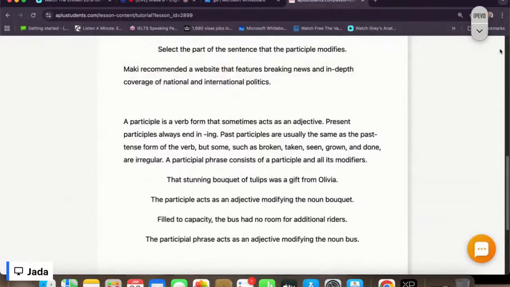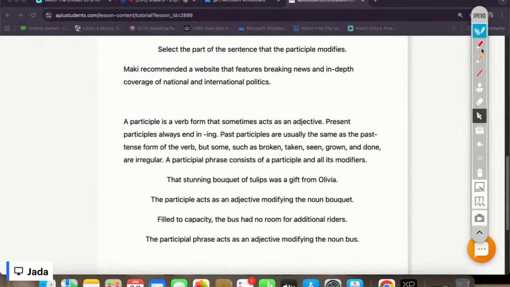Alright, so a participle is a verb form that sometimes acts as an adjective. Present participles always end in -ing. Past participles are usually the same as the past tense form of the verb, but some, such as broken, taken, seen, grown, and done, are irregular. A participle phrase consists of a participle and all its modifiers.